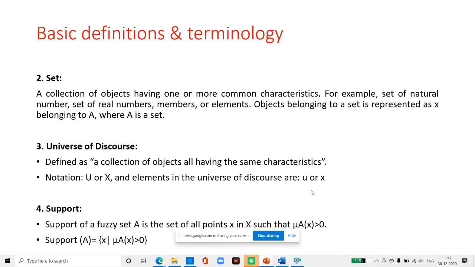Then the next point is support. The support of a fuzzy set A is the set of all the points x in X such that mu of A of x is greater than 0. So here the support of A is the set of x where mu of A, that is the membership function value for x, is greater than 0. So this is the support.